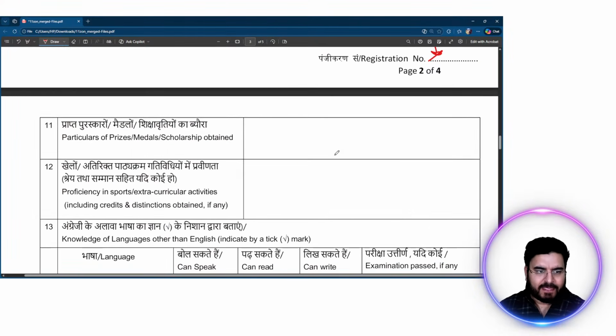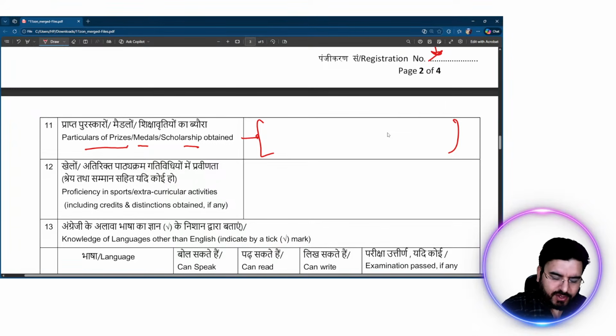Registration number. Now, if you have won any kind of prizes, medal, scholarship, you can mention the details here. Let's say if you have won a gold medal in college, or you are a best performer, you can mention all these things in this particular section, right? Got it?